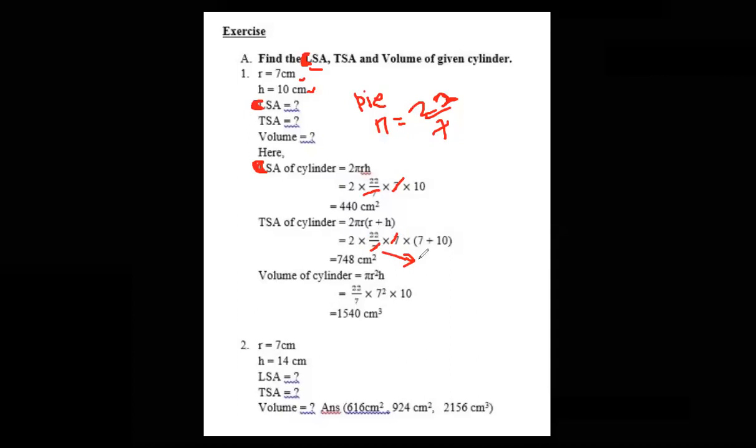So 2 into 22 it will be 44, into the 7 plus 10, it is going to be 17. So 44 plus 17, it is going to be how much? Is it going to be 748 or not? Yes, sir. Correct. Did you get the answer or not?